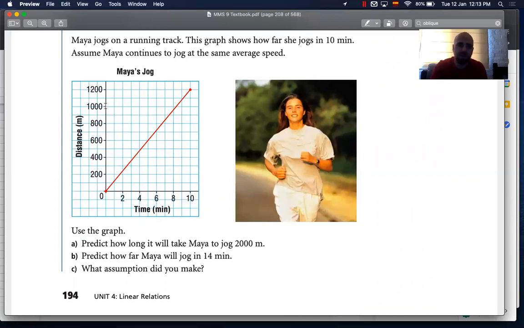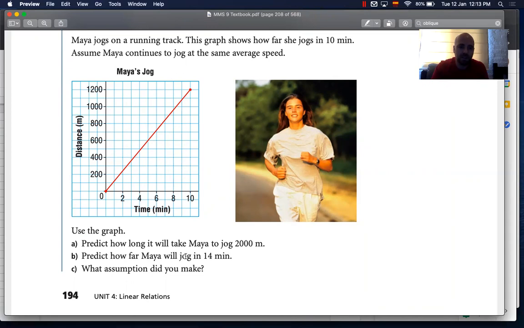So we can take how long it took her to go 1,000 meters and we can double it. So I can guess that it took her to go 1,000 meters about 8 minutes and 20 seconds would be my guess. So if we double that, it might take her 16 minutes and 40 seconds.